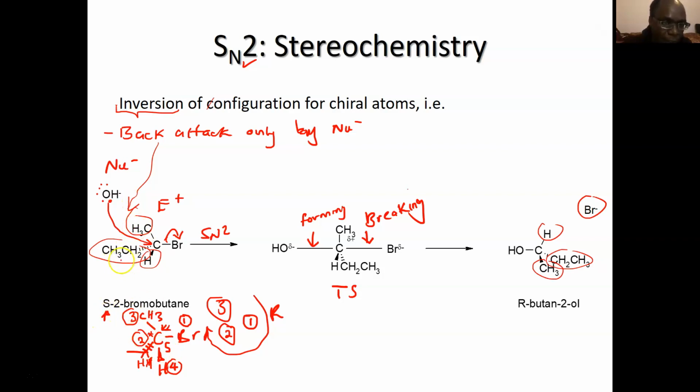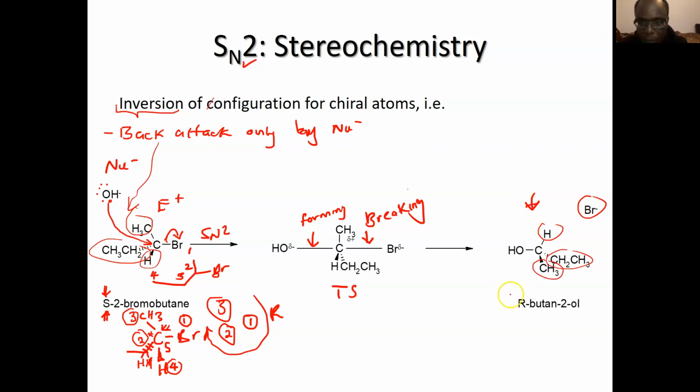Now, as far as the IUPAC name goes, this is carbon 1, 2, 3, 4. So it's 2-bromobutane. But now we are including one more part of the name, the chirality, S. So after the OH attacks, you get this product.